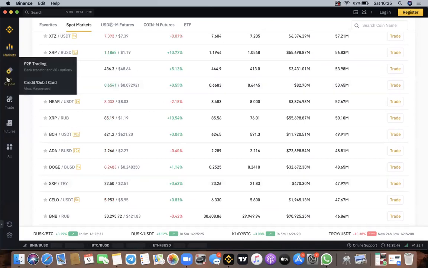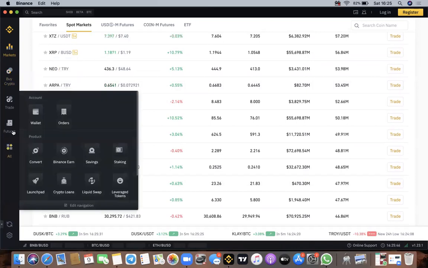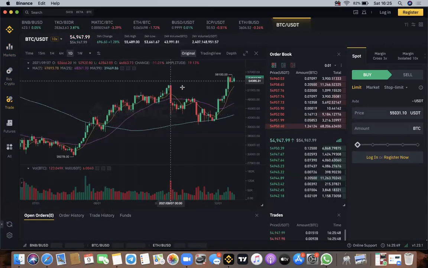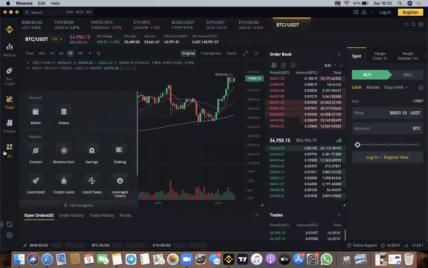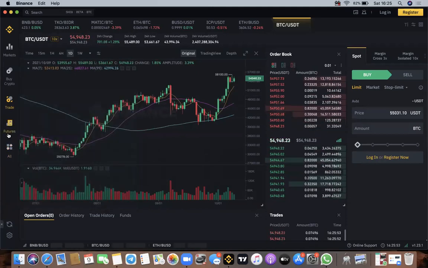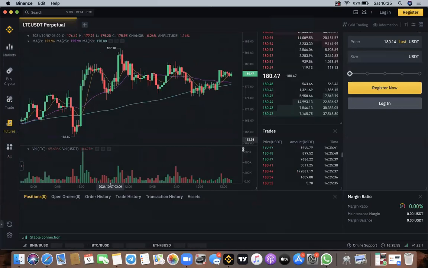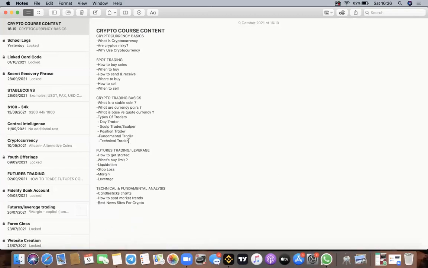When you come to the section buy crypto, this is where you buy your crypto. Trade is where you can check the market statistics. So let's go to futures. I think I have to share my phone screen so that it will be easier, because a lot of us will be using our phones to trade. But before I start sharing my phone screen, let me quickly give you a brief of how futures trading works.